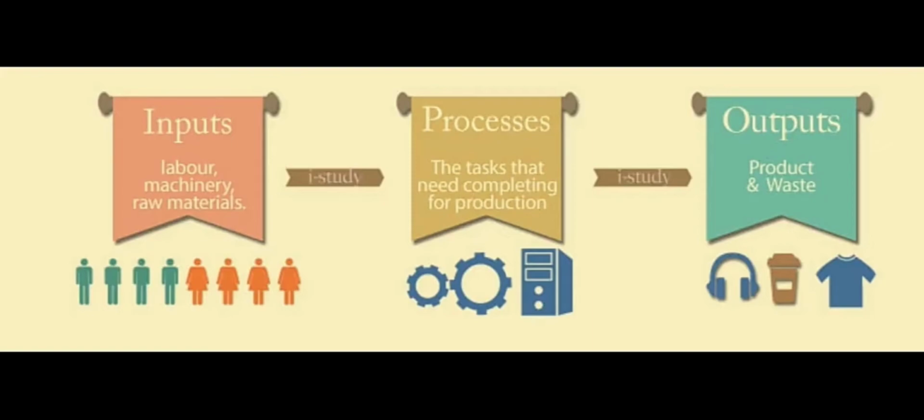And what is the output? In different industries, if it is a paper industry, we will get a book as output. If it is a cotton and textile industry, we will get a dress as output. If it is the iron and steel industry, we will get steel as output. And also we will get some waste from that. So these are the common inputs, processes and outputs of different industries.